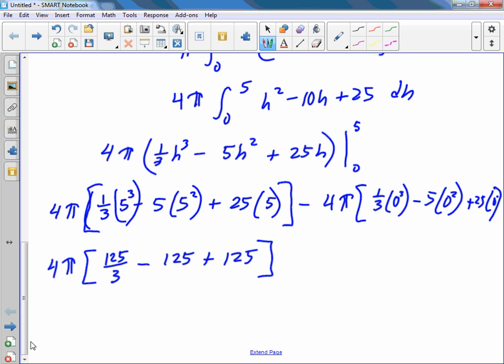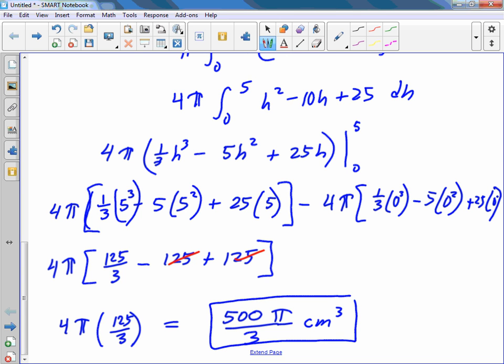No. 5 cubed. 5 cubed is 125. So now I have 4 pi times, these guys take care of themselves, subtract out. Now I have 4 pi times 125 over 3 equals, what is that? 500 pi over 3 units. Centimeters cubed. Good save. And that's it. And my one comment is just slow down, do baby steps, and you'll probably be better off.